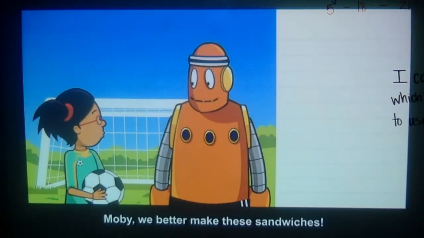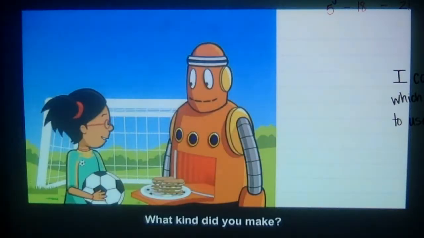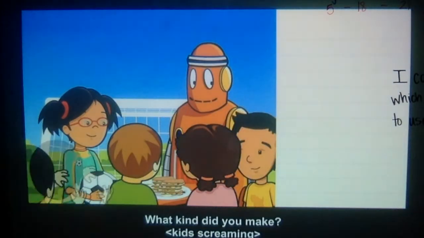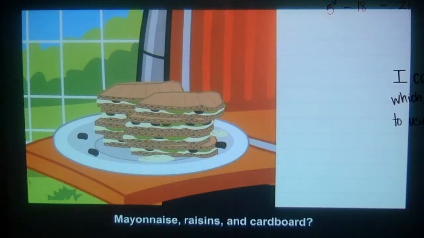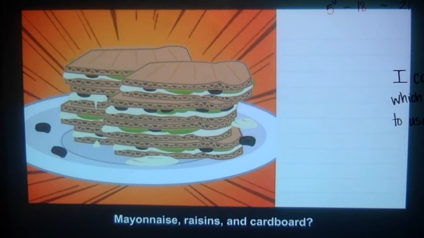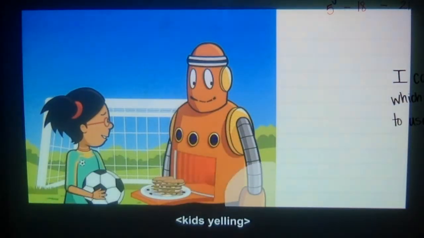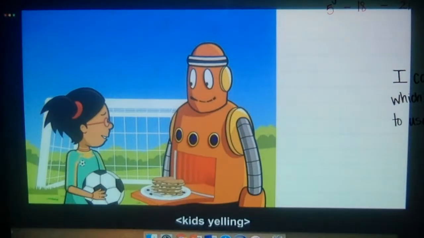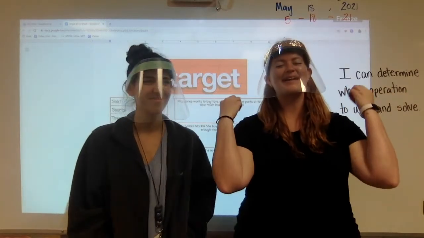Moby, we better make these sandwiches. What kind did you make? Mayonnaise, raisins, and cardboard? Wow, Miss Lestico, my brain popped.